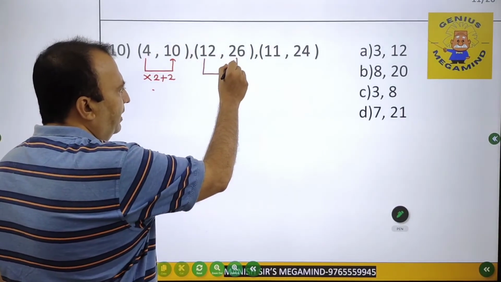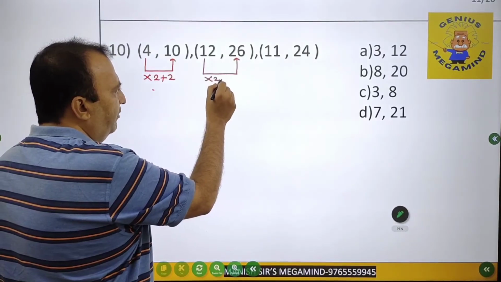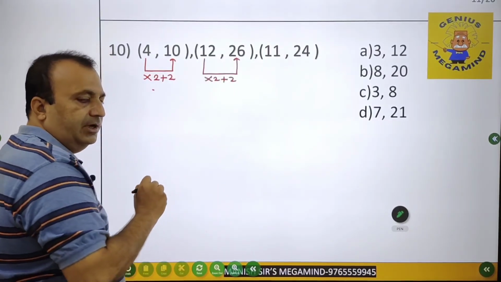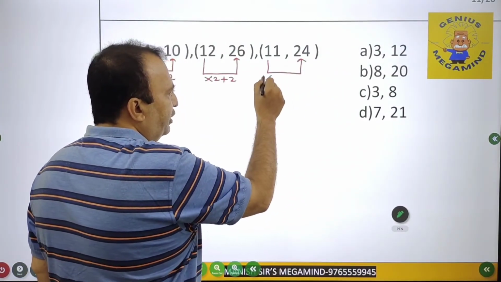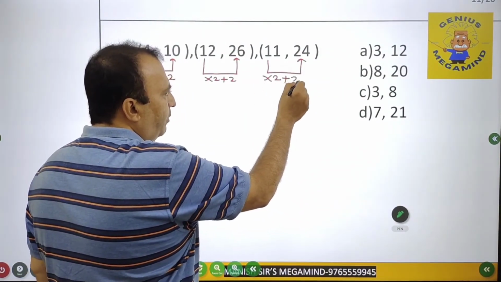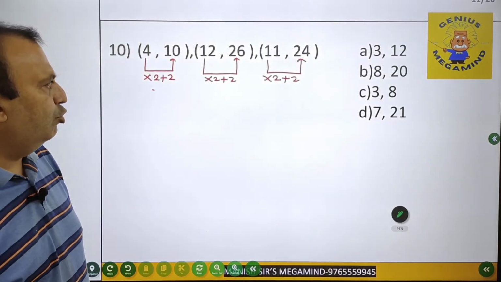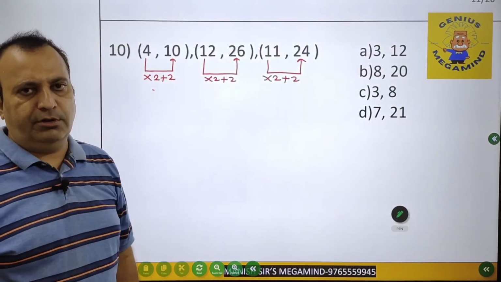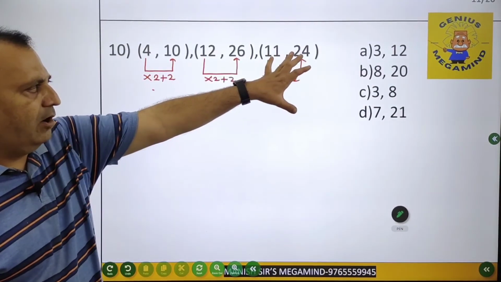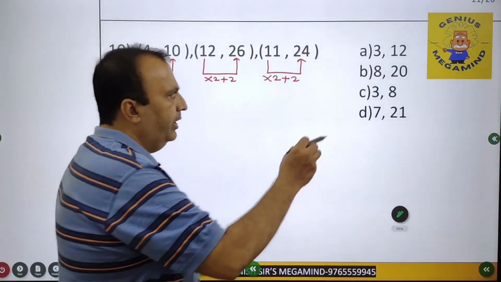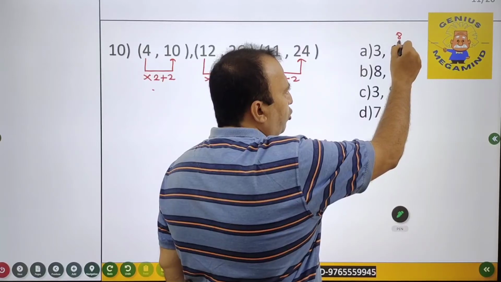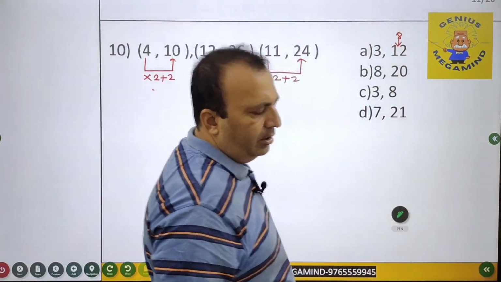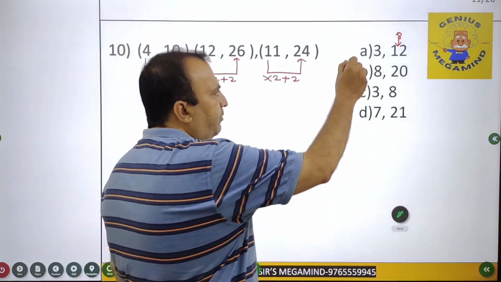Now is the logic applicable over here? 12 2s are 24 plus 2 is what? 26. And 11 into 2 is 22 plus 2 is 24. So over here double plus 2 is the rule which I have applied. Now let's check out all the 4 options. Now 3 2s are 6 plus 2 comes out to be 8, but over here given is what? 12. So this option is not possible.